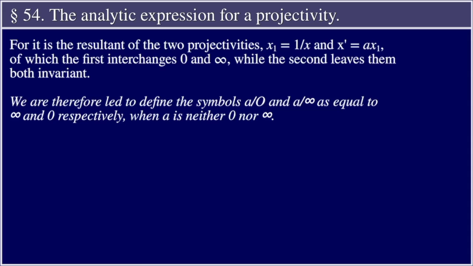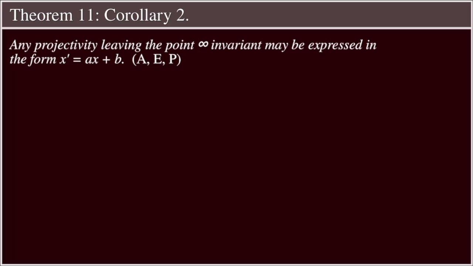We are therefore led to define the symbols a divided by 0 and a divided by infinity as equal to infinity and 0 respectively, when a is neither 0 nor infinity. Corollary 2. Any projectivity leaving the point infinity invariant may be expressed in the form x prime equals ax plus b. Assumptions A, E, and P.